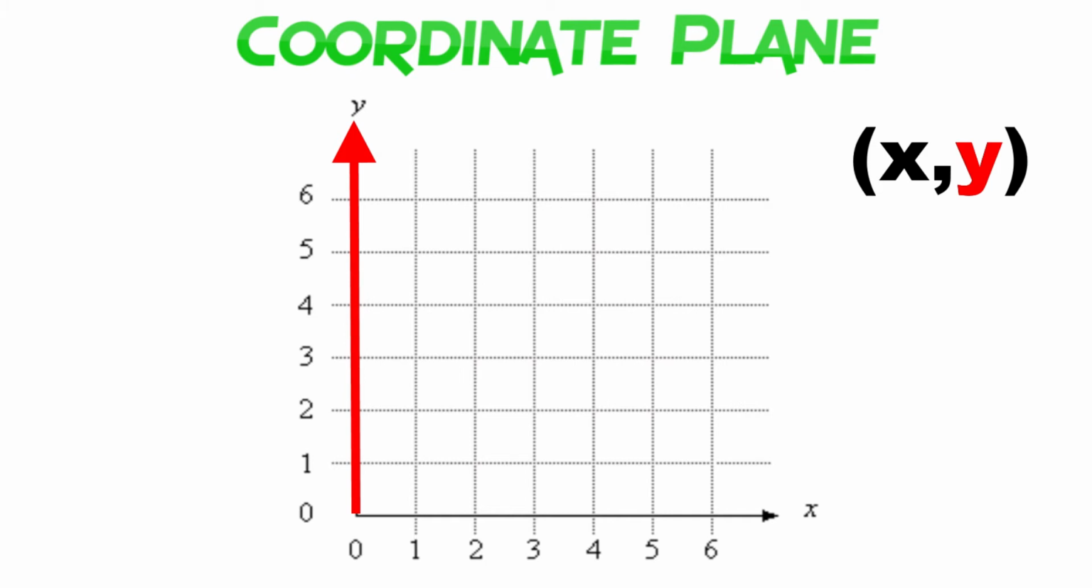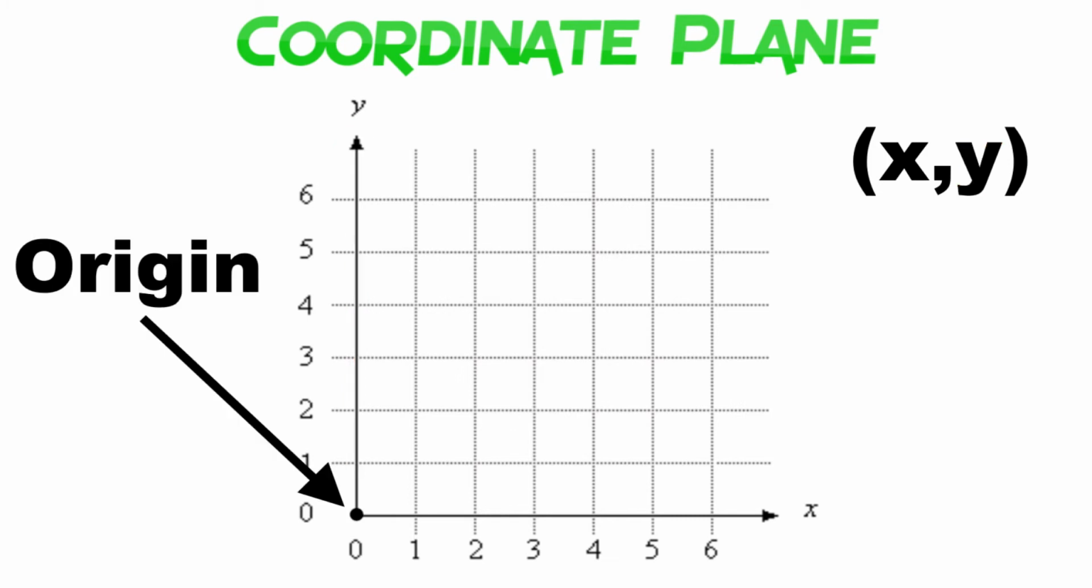When plotting points on a coordinate plane, always begin at the origin. The origin is located here. This point is also known as 0, 0. Let's plot a point on the coordinate plane. For this example, let's plot the point 5, 3.